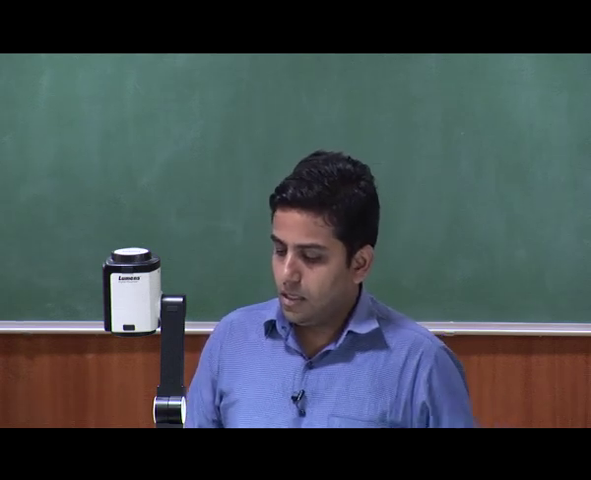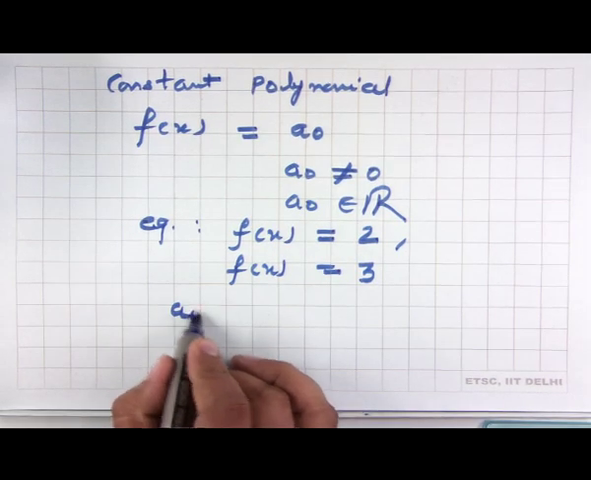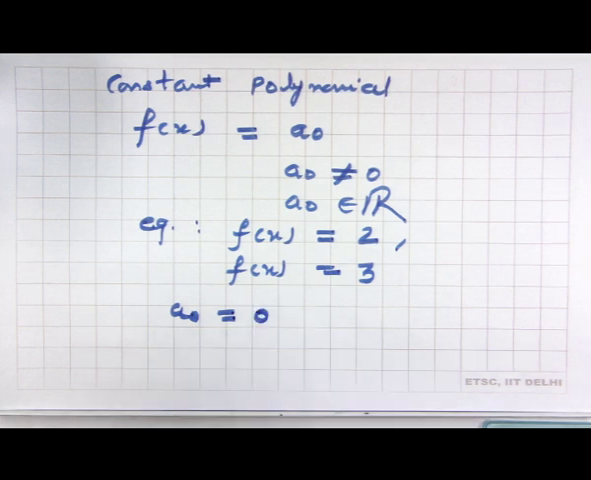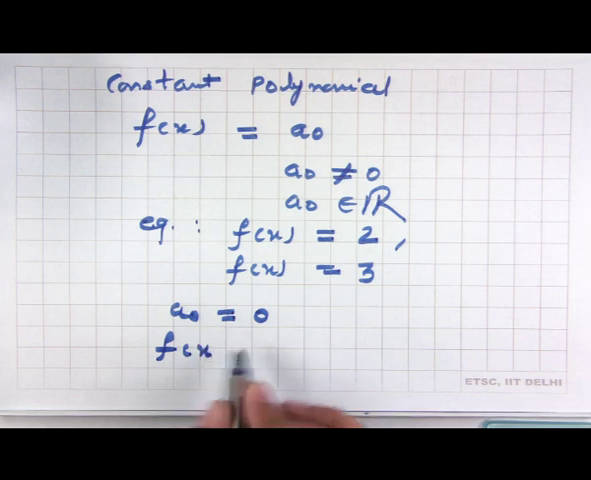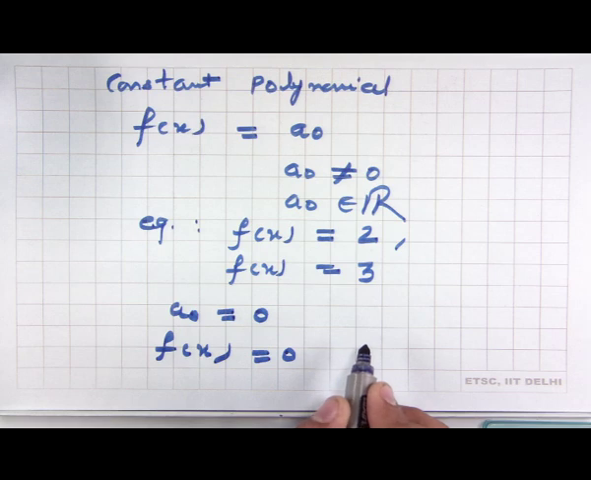Now a0, if a0 equals 0, then f(x) will be 0, that is called the 0 polynomial because the constant part is 0.